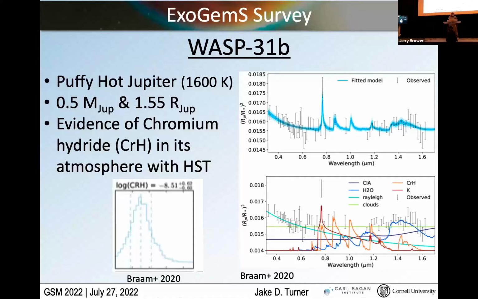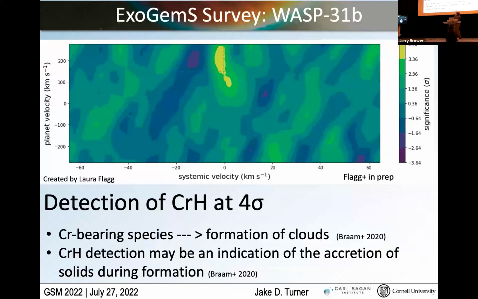And with low resolution with the HST, there was some evidence of chromium hydride. And so I showed the detection here. Basically, this is again wavelength versus the transit depth of the planet, and you can see that it varies, and there were some atmospheric models that we compared this to, and we see that there is evidence of chromium hydride. And I show the retrieval plot here, and for some reason it's not showing up very well. But yeah, we found evidence of chromium hydride, so we thought this would be an interesting target to look at.